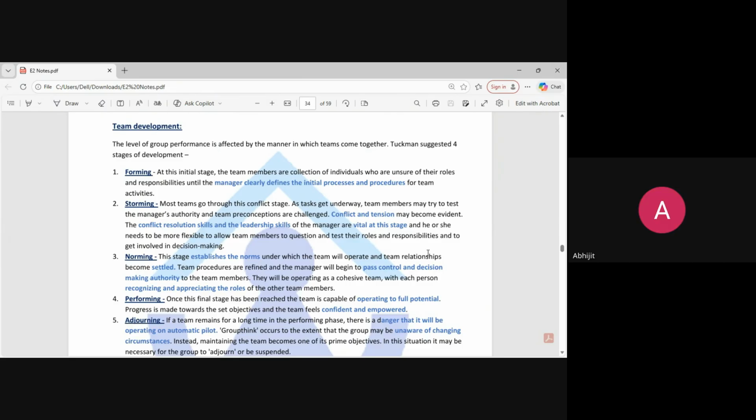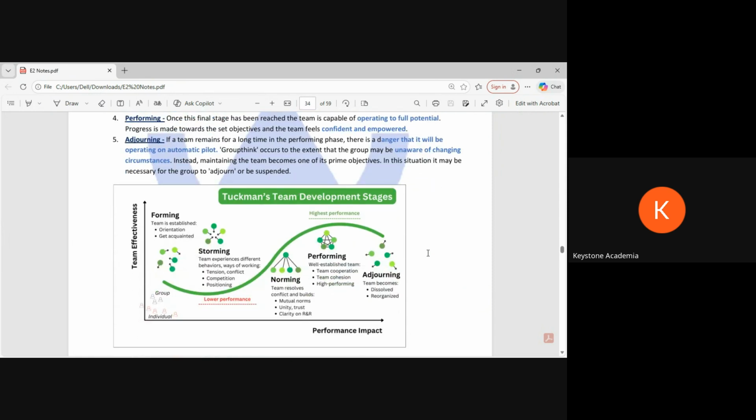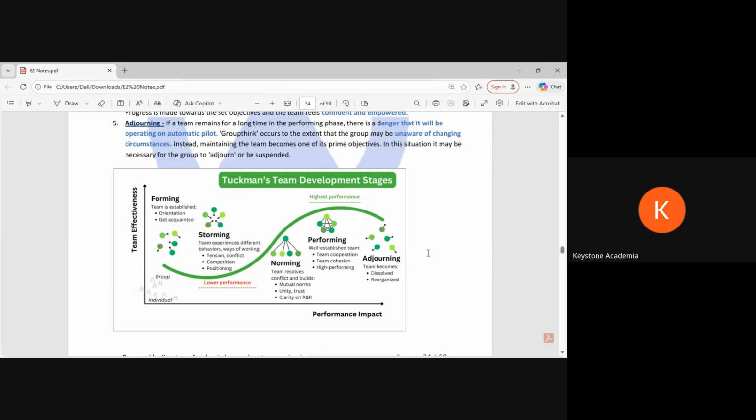Okay. The explanation is fine. So if you go by the chart, this is how it will look. Orientation, acquaintance. It's good a company should go through the storm, then eventually they'll go into the performance.